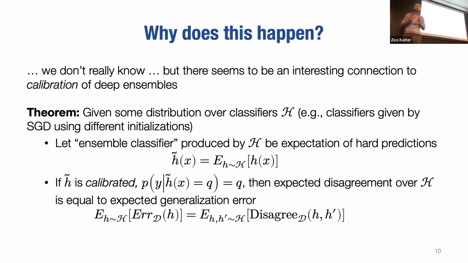I'm not going to go through the details of the proof. It's in the paper, but it's actually not that complicated. It relates to the fact that calibrated classifiers know their own error. Because the calibrated classifier knows its own error, it will also disagree with itself the proper amount of the time. That's the basic intuition of the proof.